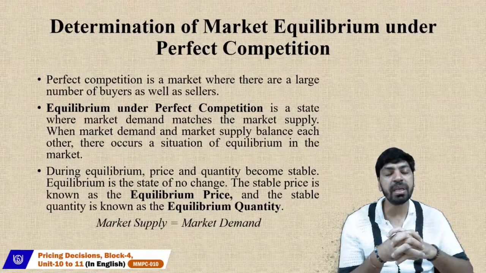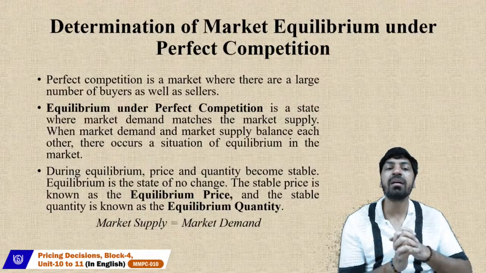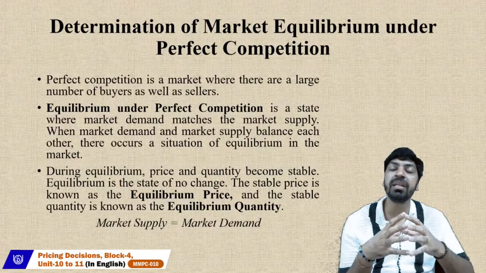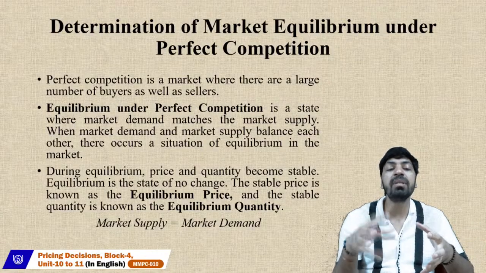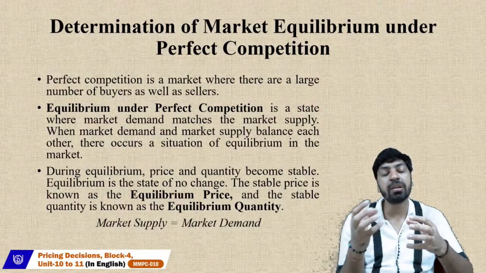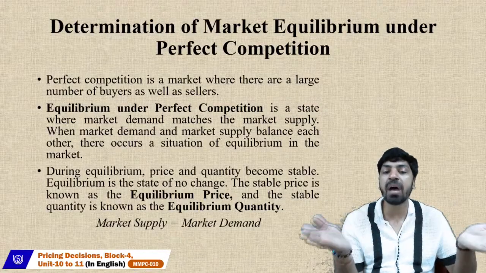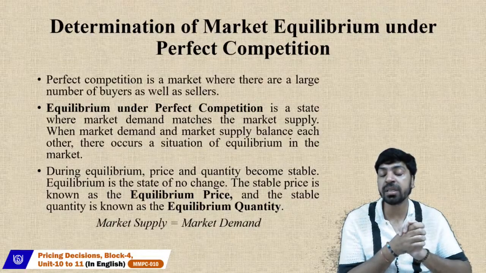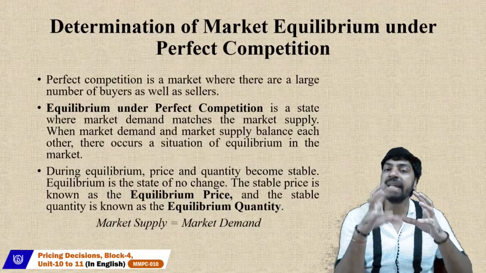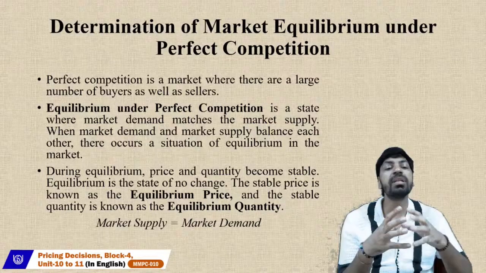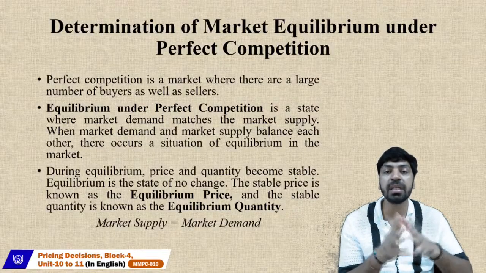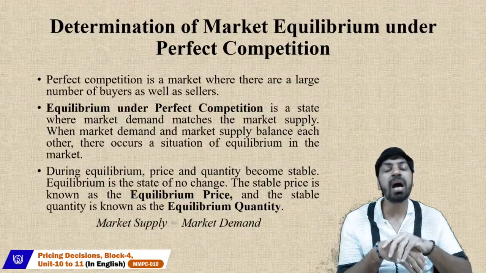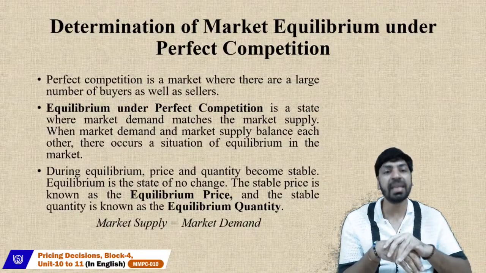During the equilibrium, the price and quantity become stable, and there is no change in it. The stable price is also called an equilibrium price, where both demand and supply are equal to each other, or intersect each other. The stable quantity is known as the equilibrium quantity, where the market supply and the market demand are equal to each other.